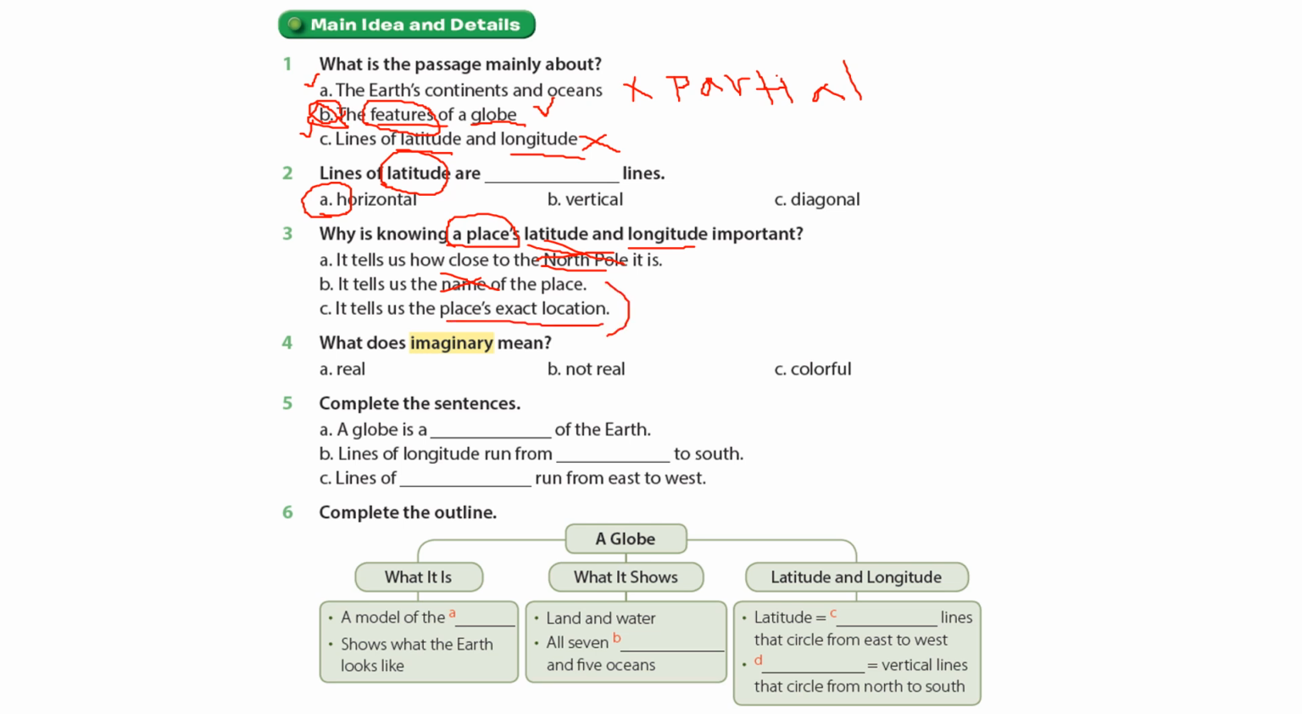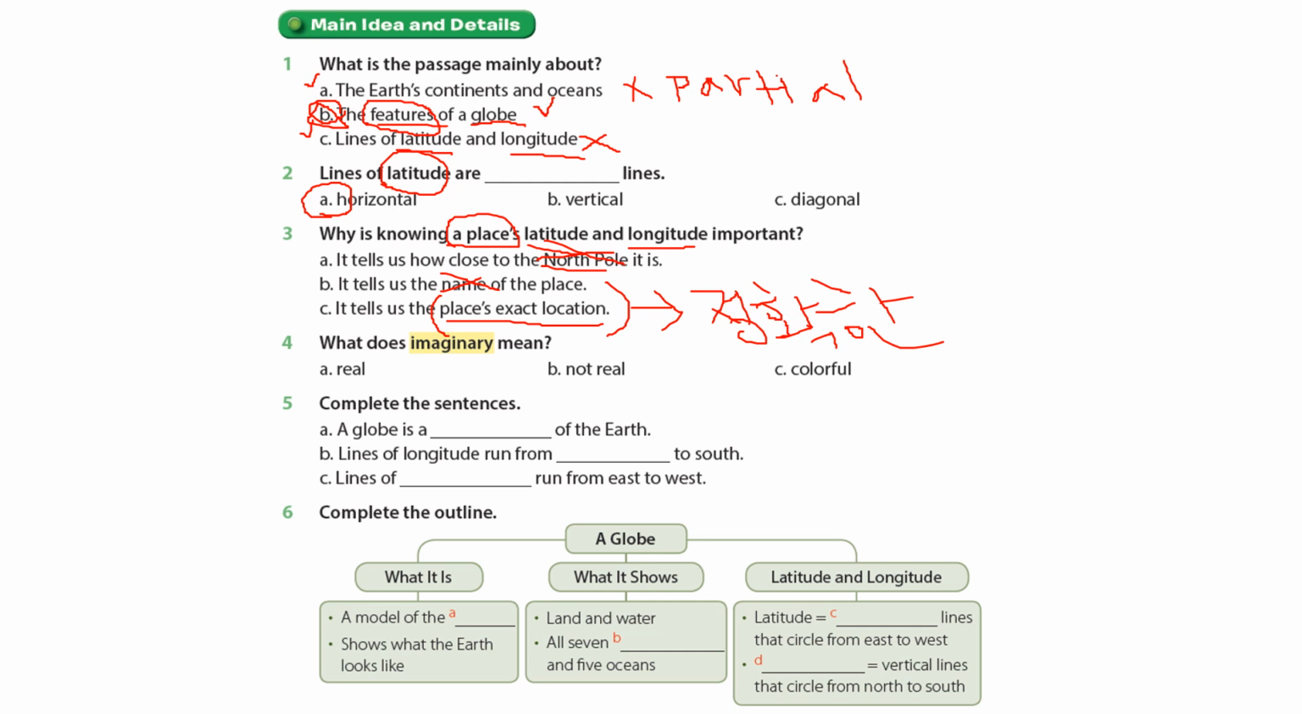So do you guys remember what this meant? 그 장소의 정확한 위치. So what did exact mean? The precise, the accurate, 정확한 위치를 뜻해요. 정확한. Okay, so I'd like you guys to please write this down as we are taking up the answers.